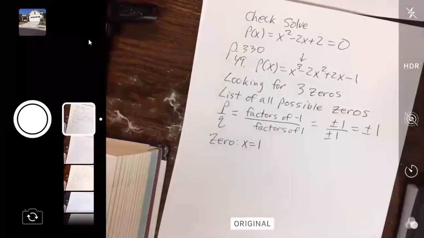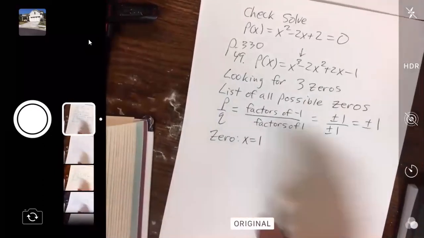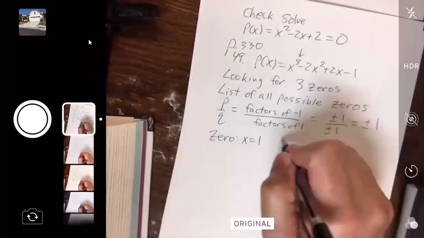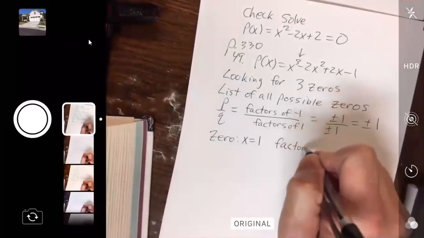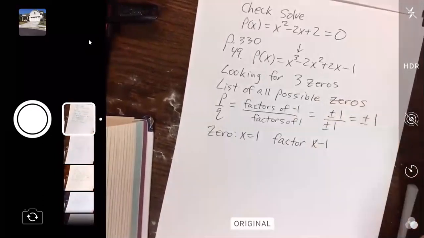I don't know, did we get that across? We had a shortage of Zoom sections last week. Okay, so you know this means it has a factor of x minus 1.